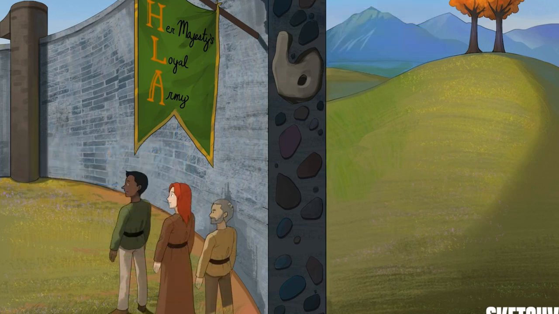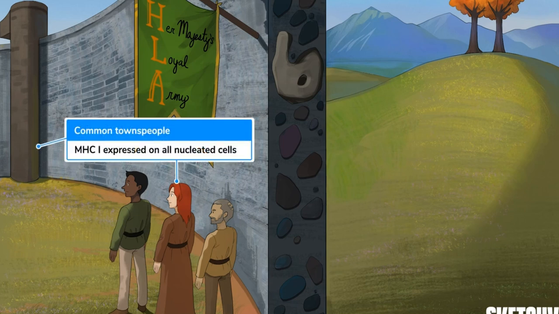Okay, let's get into MHC1 with this one-shaped tower on the left. MHC1 is expressed on all nucleated cells. So on this side of the castle wall, we've got the regular recruits, common townspeople. Just like the butcher, baker, and candlestick maker get recruited, MHC1 allows regular old cells like hepatocytes and endothelial cells to participate in the immune response.